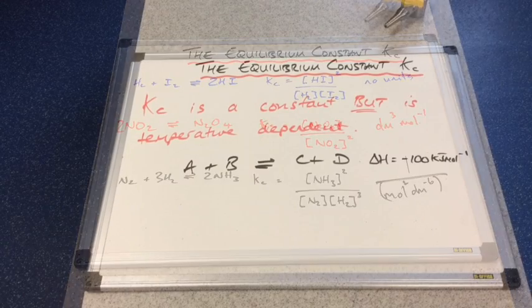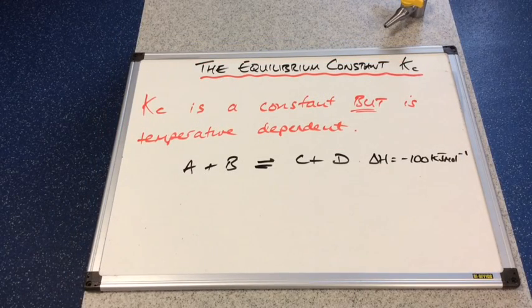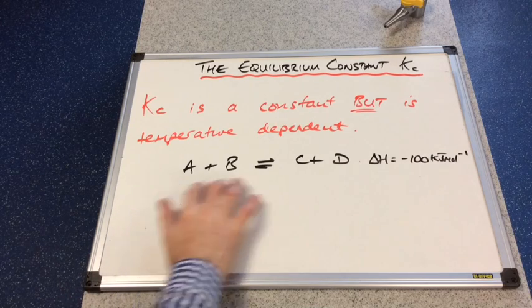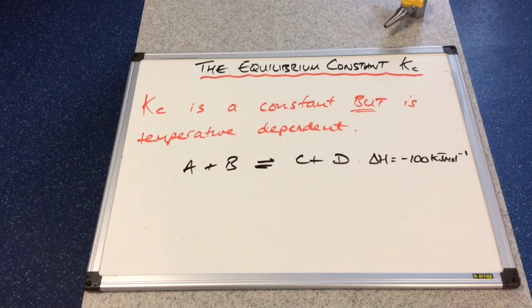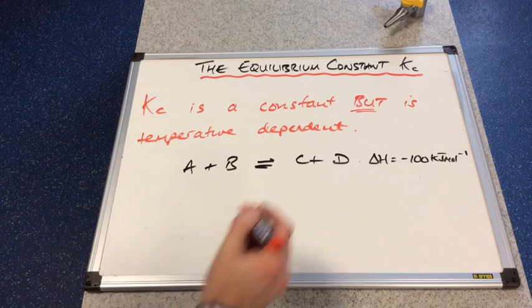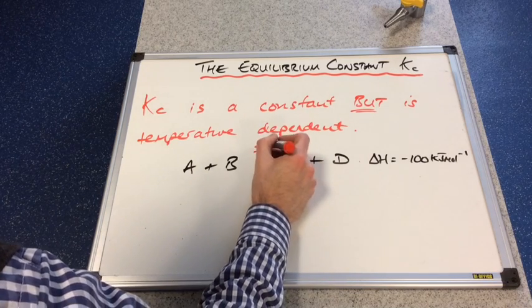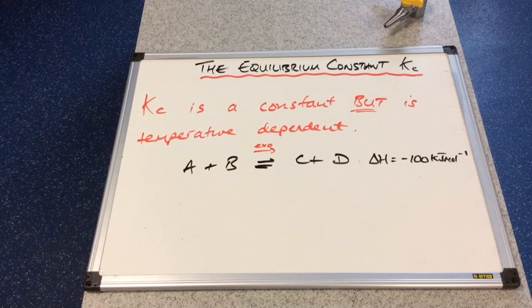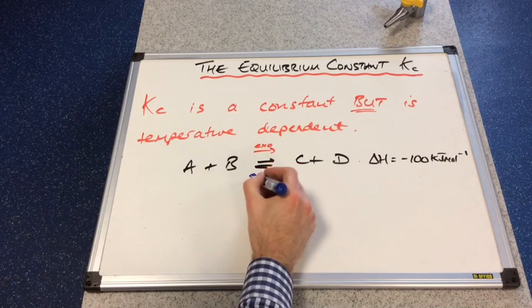Something that we need to know about the equilibrium constant is that it is temperature dependent, so it's only a constant if the temperature is constant. So we'll just explain that using this made up equilibrium, A plus B at equilibrium with C and D. So I've said that the enthalpy change for that forward reaction is minus 100 kilojoules per mole. So in other words, the forward reaction is exothermic, and therefore the reverse reaction is endothermic.